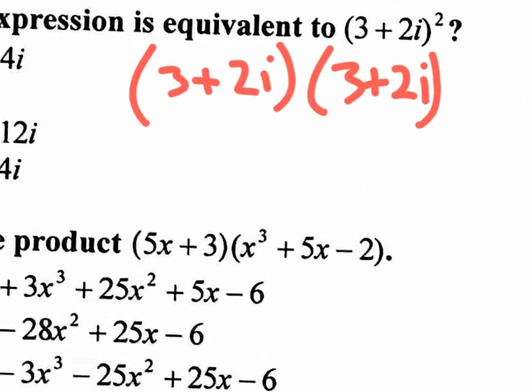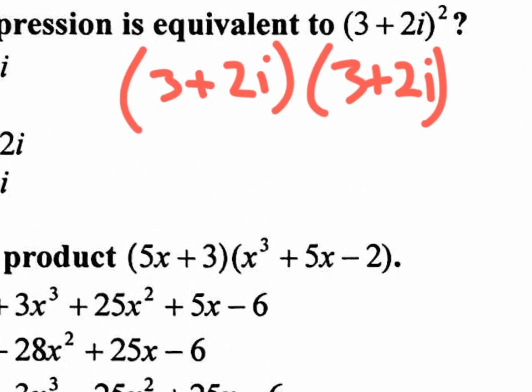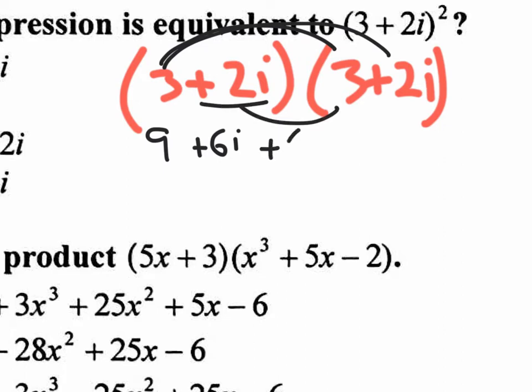And remember, the only difference between doing math with x's and i's is that when you have an i squared, you have to replace the i squared with a -1. So let's start by distributing. 3 times 3 is 9. 3 times 2i is positive 6i. And then 2i times 3, that's another positive 6i.